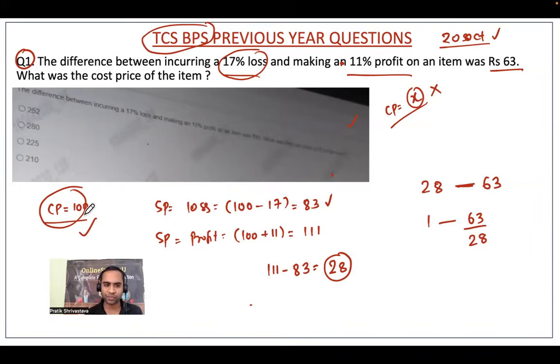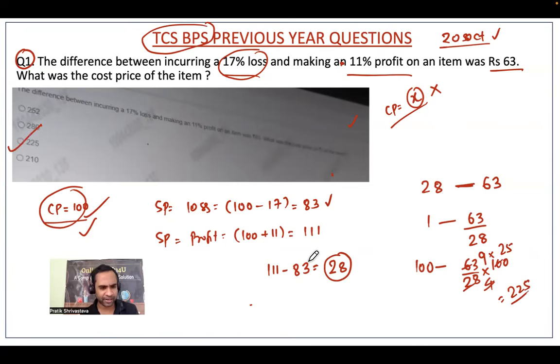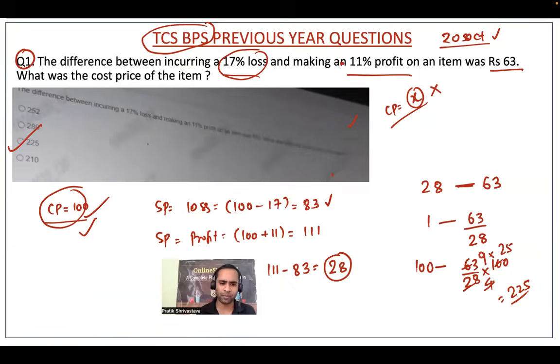And now what is our cost price? We have assumed 100, so what will be the value of 100? 63 by 28 into 100. 7 fours are 28, 7 nines are 63, and 4 goes 25 times. 25 into 9 will be 225. Option C will be the correct answer. So when you assume the cost price is equal to 100, then you will be easily able to solve the problem in the exam.